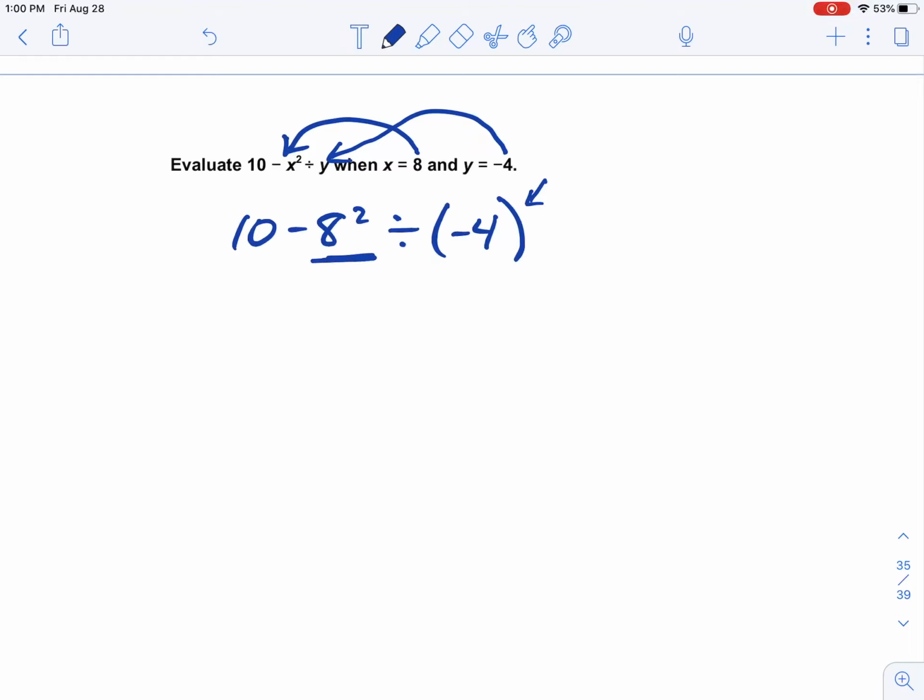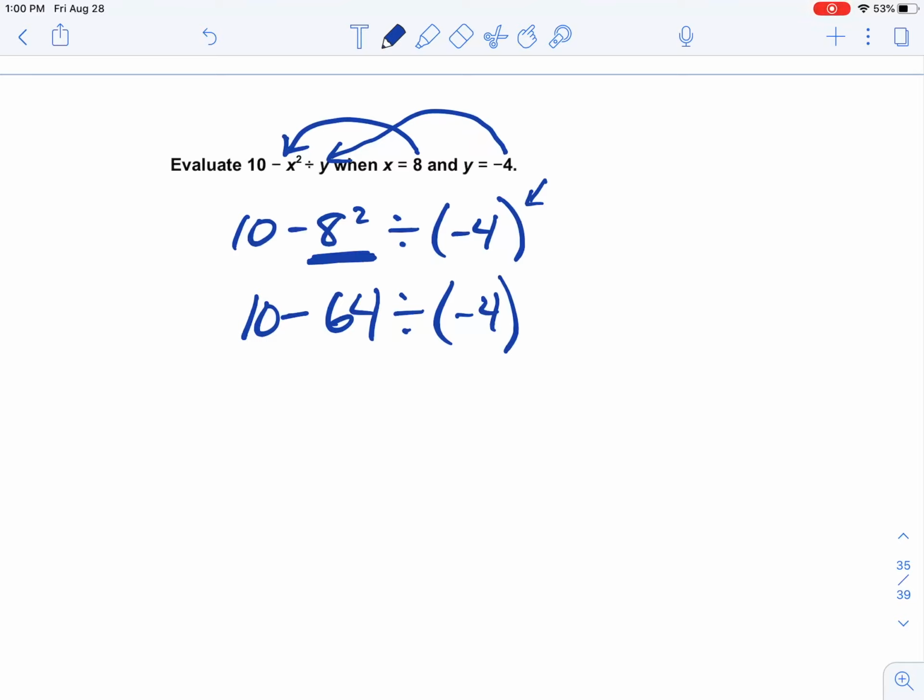So actually the first thing I do in this problem is I do exponents. And what Mr. GM and I like to do is we like to underline what we're doing. So I'm only going to do one step at a time. So 8 to the second power is 8 times 8, which is 64. Then what I'm going to do is I'm going to bring down everything that was not underlined. So that 8 to the second was the only thing that was underlined. So I did that, and then I brought everything else down.